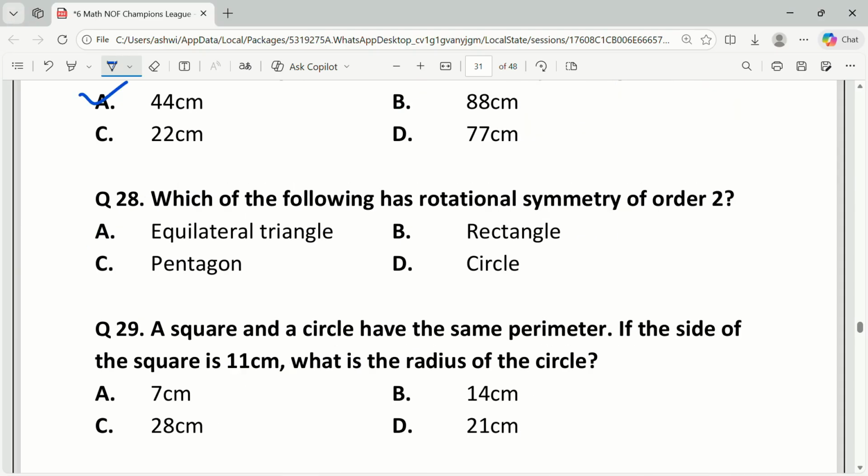Question 28. Which of the following has rotational symmetry of order 2? Rotational symmetry of order 2 means a shape looks the same after a 180-degree rotation. A rectangle has a rotational symmetry of order 2 as it looks identical after being rotated 180 degrees around its center. An equilateral triangle has a rotational symmetry of 3, a pentagon has a rotational symmetry of 5, and a circle has infinite order of symmetry. So the answer is B, rectangle.